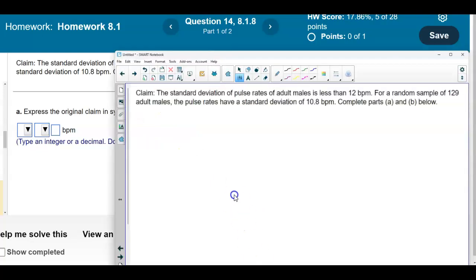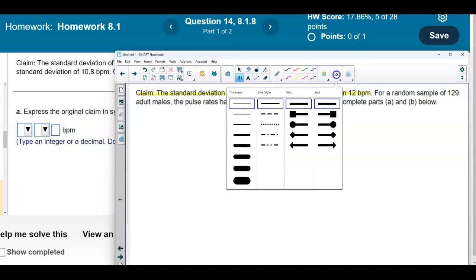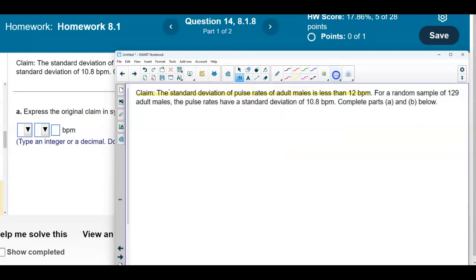Okay, so let's take a look at the claim. So we want to look at the claim here. We're going to highlight the claim. Okay, and so what is the claim telling us? Well, we need to first identify. It's saying that the standard deviation of pulse rates of adult males is less than 12 beats per minute.